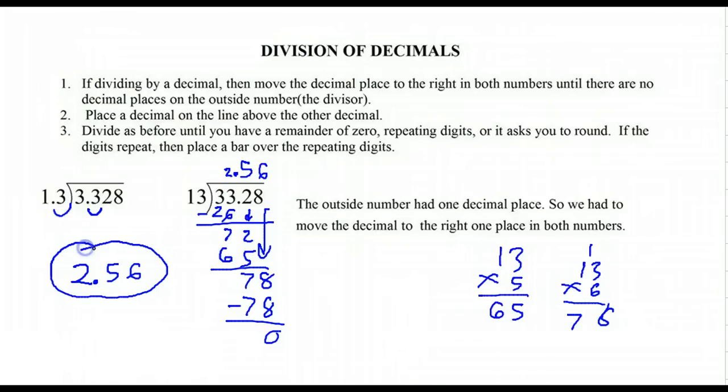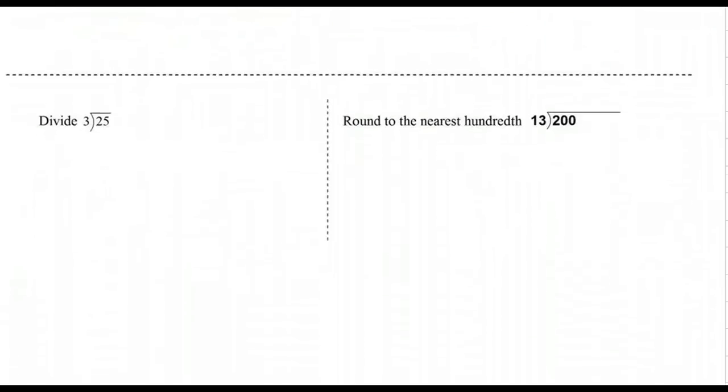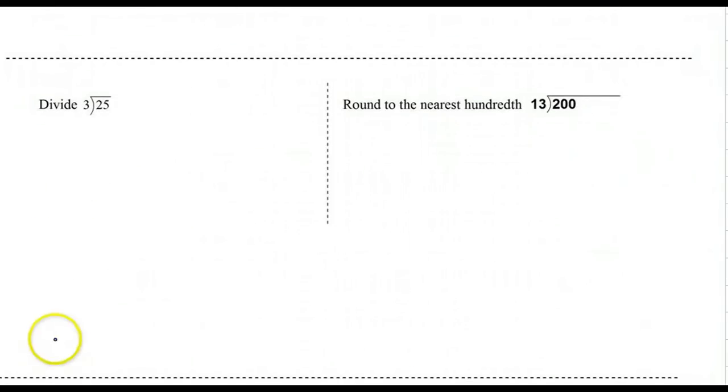Whenever you divide by a decimal, you're going to end up with 2 different answers. Number 1 like we just did, where you're going to get a remainder of 0. The decimal will end. And then the second type is the one we're going to do next, and that's when the decimal does not end.